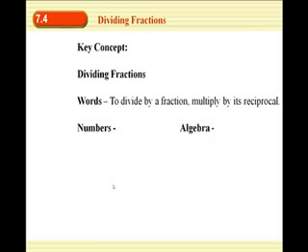Okay, so now we're ready to divide. I guess you can probably figure out that dividing fractions has something to do with the reciprocal, or we wouldn't have been practicing that. So here's dividing fractions. First, to divide a fraction, you multiply by its reciprocal. Okay, I'm going to add to this. I want you to put something down. Let's do this in steps.